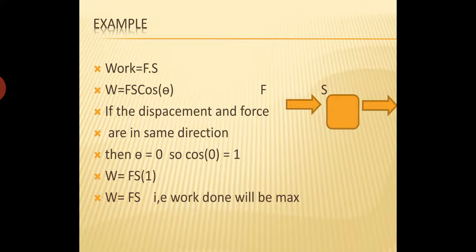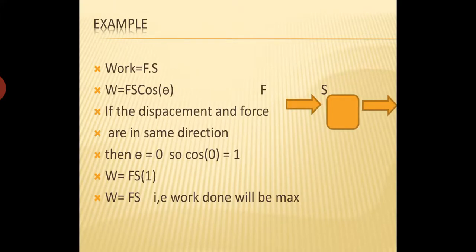If we want to have maximum work done, then the force and displacement should be parallel to each other. That is, the angle between them should be 0 degree. And if the force and displacement here make 90 degree, then there will be no work done here.